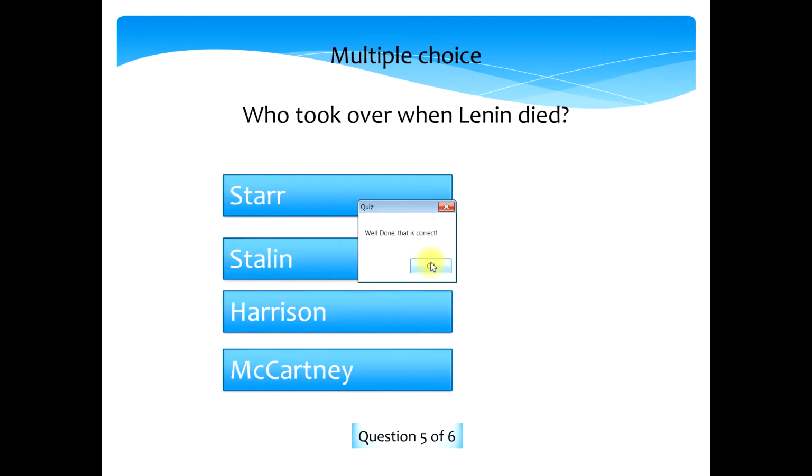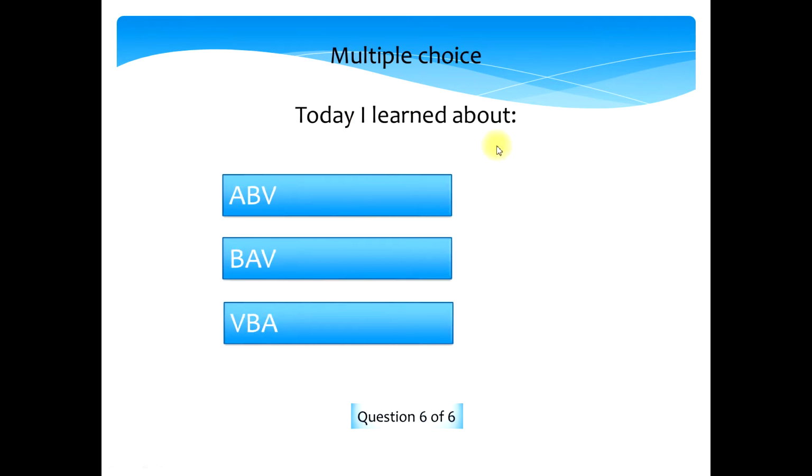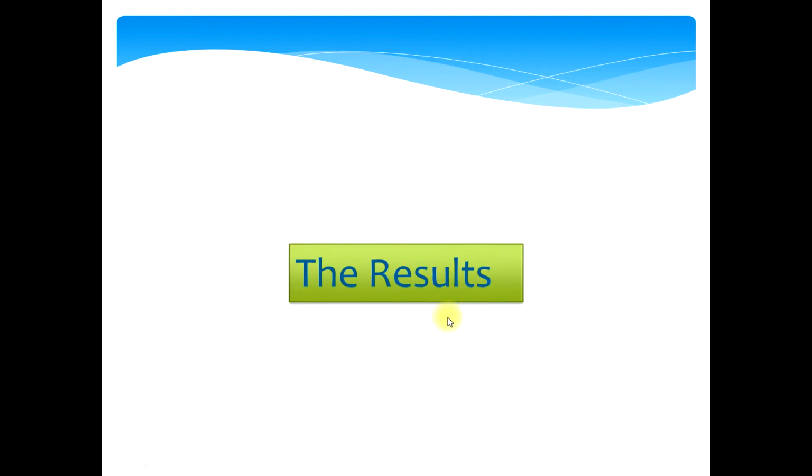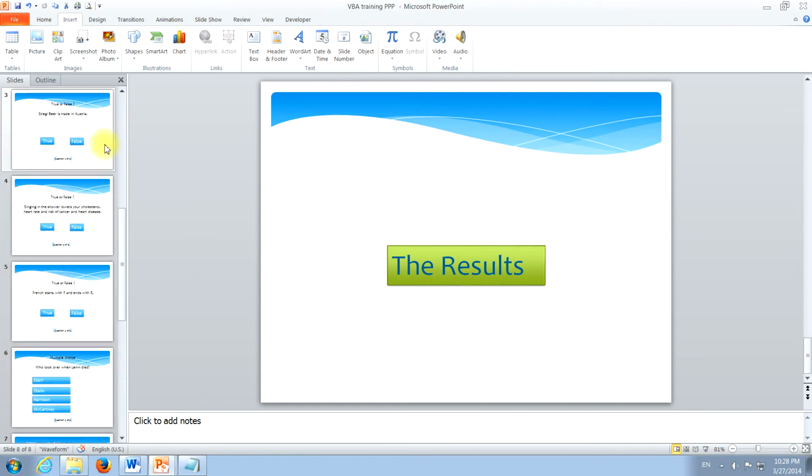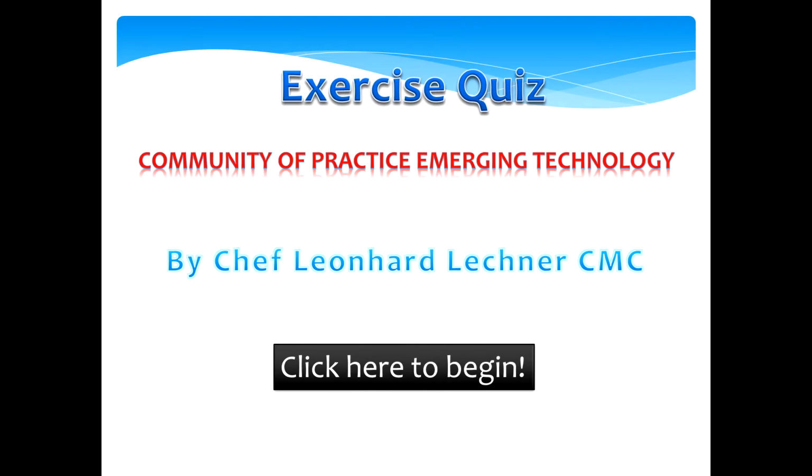We have this gentleman here, and then today we learned about VBA. Done. So let's see. When I go now to the result and I click here, it says you have got 6 out of 6. Alright, let's try this again. Let's incorporate a few mistakes, and you have to try out your presentation a few times to make sure that it works.